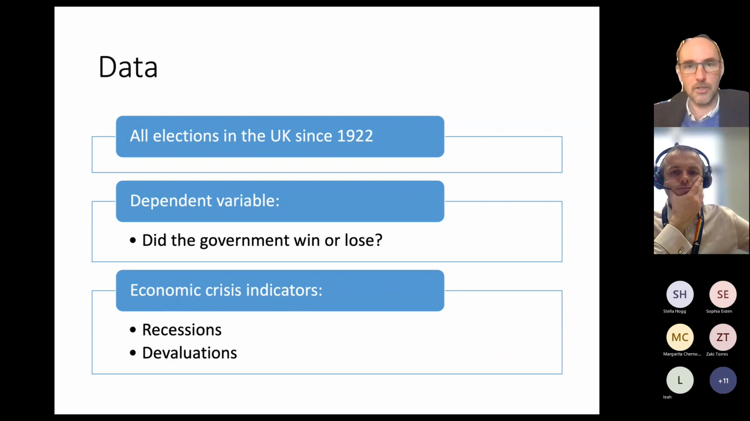I'm going to look at all the elections in the UK since 1922, all these elections since Labour and the Conservatives took first and second place. The other advantage of that date actually is it's the first election after the Republic of Ireland left the UK.